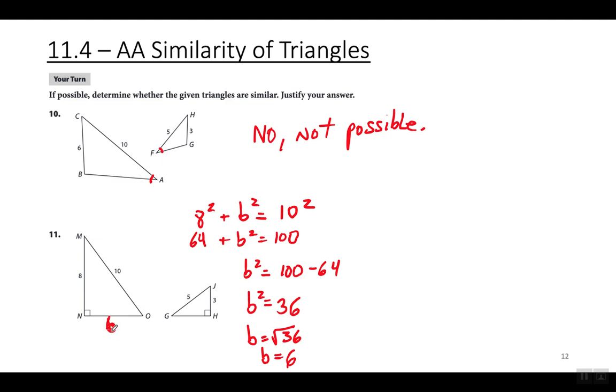So this side measures 6. Okay, if I use the Pythagorean theorem on this one, this is a Pythagorean triple, so is this one, but I didn't have this one memorized. I do have this one memorized. The side that's missing is 4.